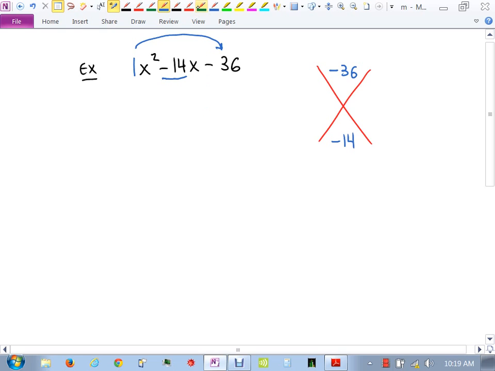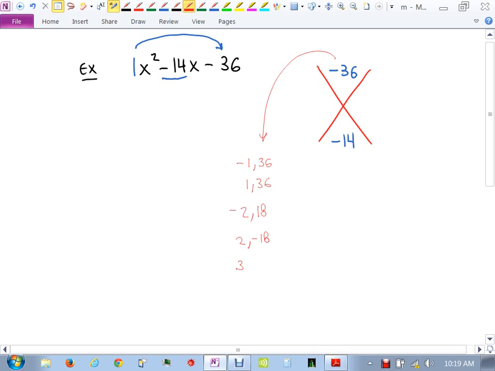What numbers multiply to be negative 36? Let's see, negative 1 and 36, 1 and 36. Those don't work because those don't add up to be negative 14. 2 and 18, sorry, negative 2 and 18, is that correct? Positive 2 and negative 18? Oh, close, but that doesn't work either, right?